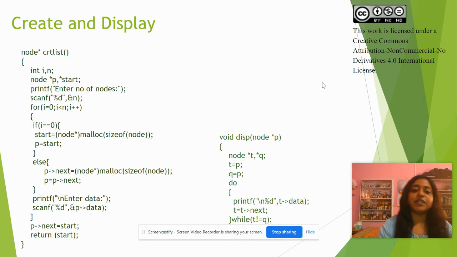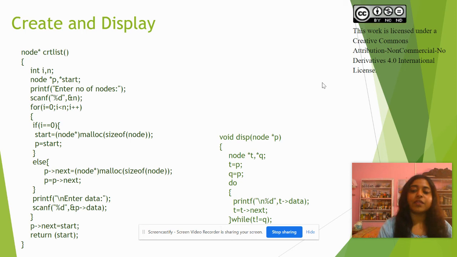First, I will ask the user to enter the number of nodes. Then, for the first time, if it is creating the list, then the starting node will be created. Else, the next node will be created. Then the data for that node will be taken and put into that node. Only the difference is that instead of p next equals null, here it will be p next equals start.